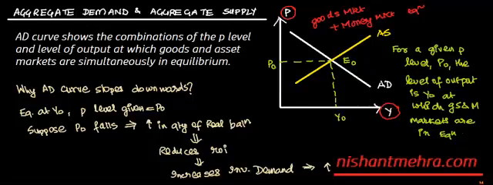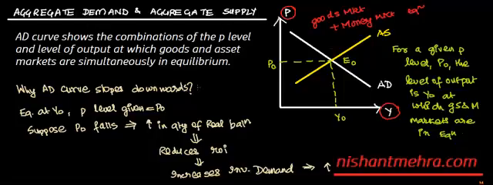The AD curve is those combinations of price level and output at which goods and money market both are in equilibrium. You remember the locus of equilibrium of the goods market? That is the IS curve. Equilibrium for the money market, that is the LM curve. Now the question arises, why does the AD curve slope downward?